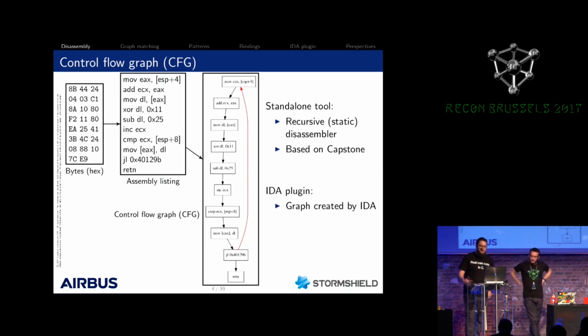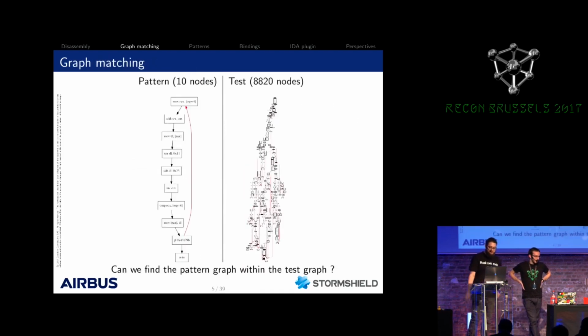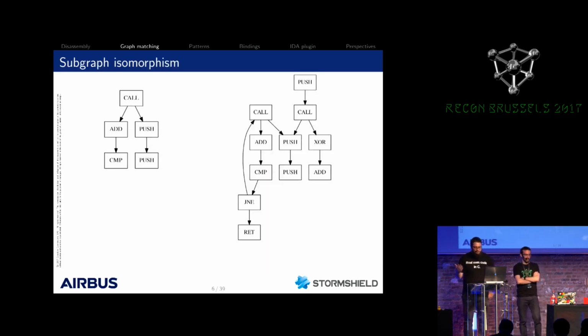But for the IDA plugin, we use the IDA engine for the graph. So we can create the graph. At the right, we have the graph of backspace. And we want to match the pattern at the left, which is the decryption routine. To do so, we can use the usual algorithm.